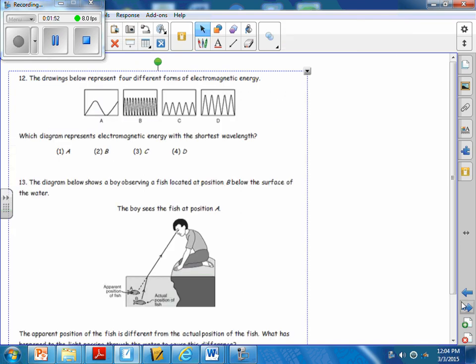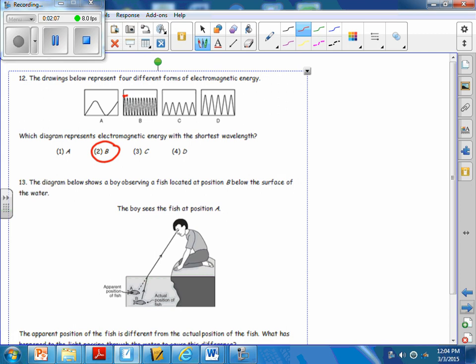Let's look at the drawing below, which represents 4 different forms of electromagnetic energy. Letter A shows you this wave, etc. So which one has the shortest wavelength? B has the shortest wavelength, so from crest to crest would be the shortest wavelength.